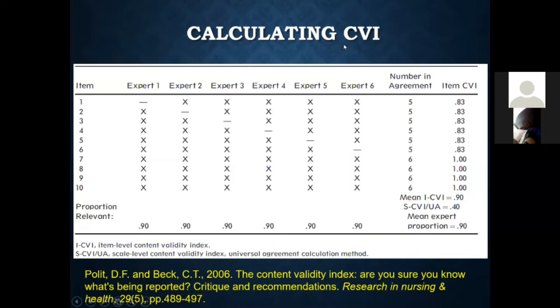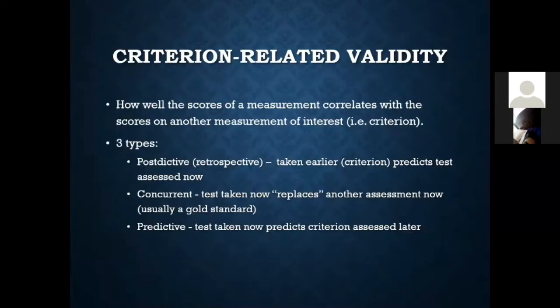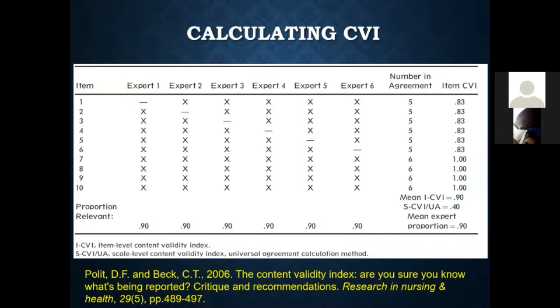Other than CVI, we can also calculate the content validity based on the kappa statistic. I've not included it here, but maybe I can talk a little bit about kappa later on. So you can calculate the modified kappa statistic to determine your content validity as well.